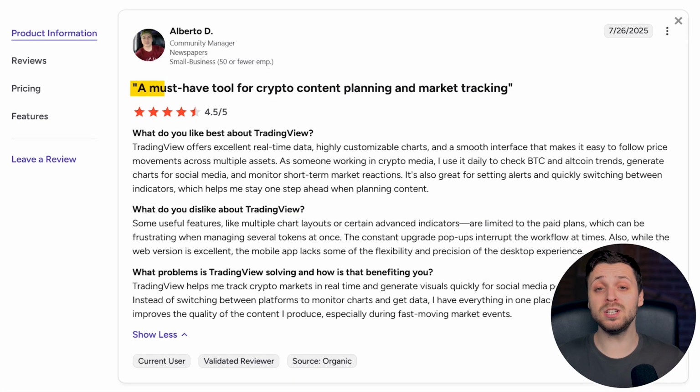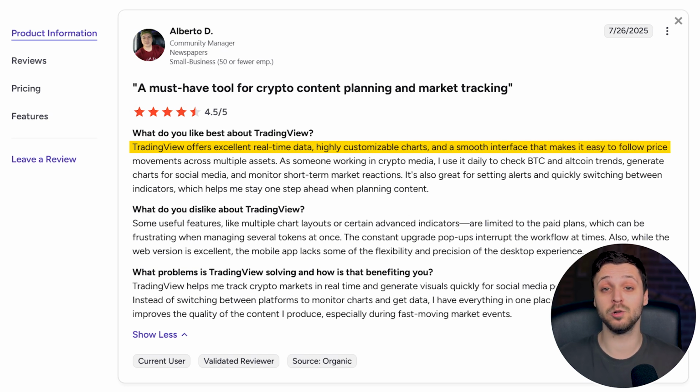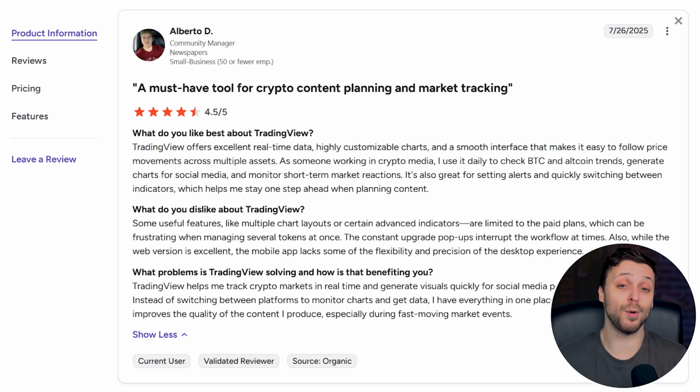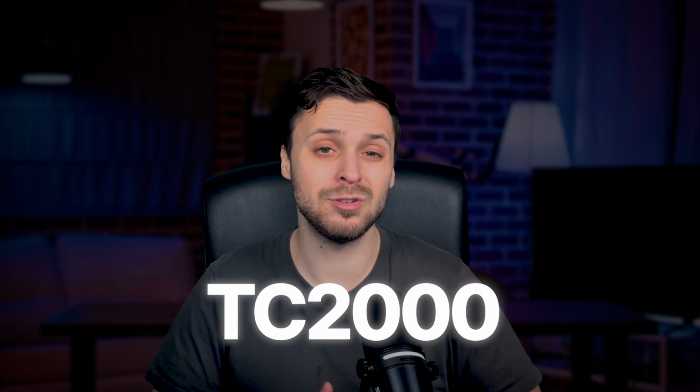One trader praised TradingView for completely transforming his market analysis, praising its excellent real-time data, highly customizable charts, and smooth interface that makes it easy for him to follow price movements across multiple assets. So yeah, it seems perfect for his work analyzing Bitcoin and altcoin trends for social media. But he's coming from a multi-asset social perspective. If you're an active day trader or a swing trader, you're more focused on US stocks and options, and your profit depends on speed and precision, TC2000 is more built for you.